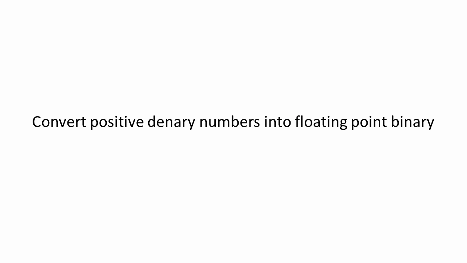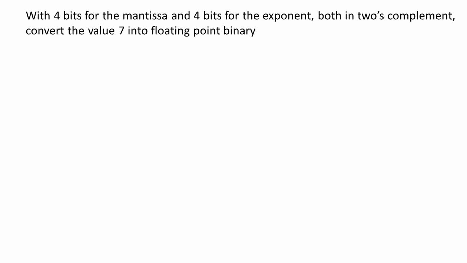To convert from denary to floating point binary, you essentially need to perform the same process in reverse. Let's start with positive denary numbers. For example, 7. We have 4 bits for the mantissa and 4 bits for the exponent, both in 2's complement. First, calculate 7 in pure binary. Now, and this is the crucial step, reposition the binary point such that it occurs immediately to the left of the leftmost 1.